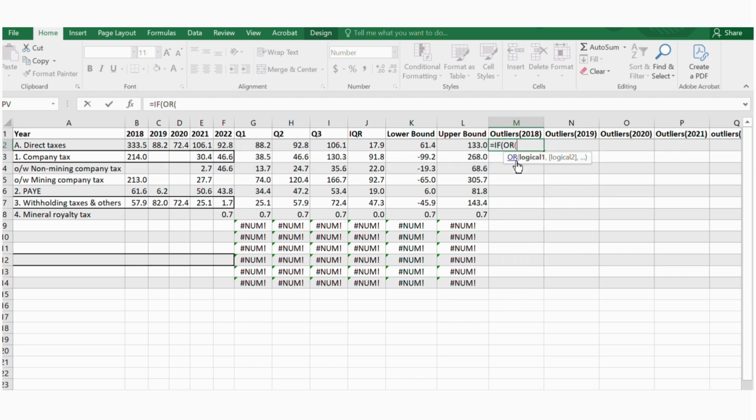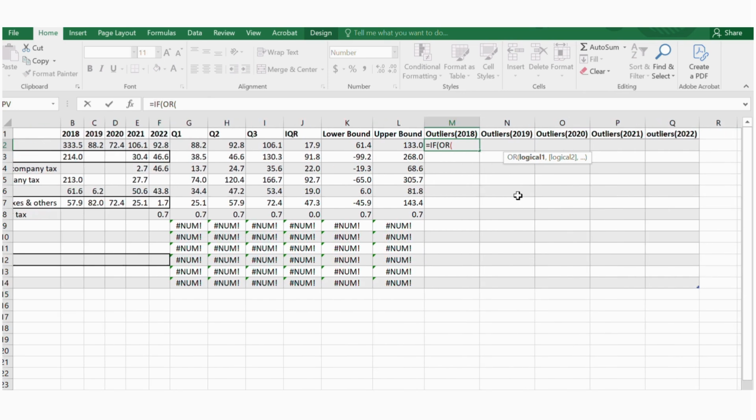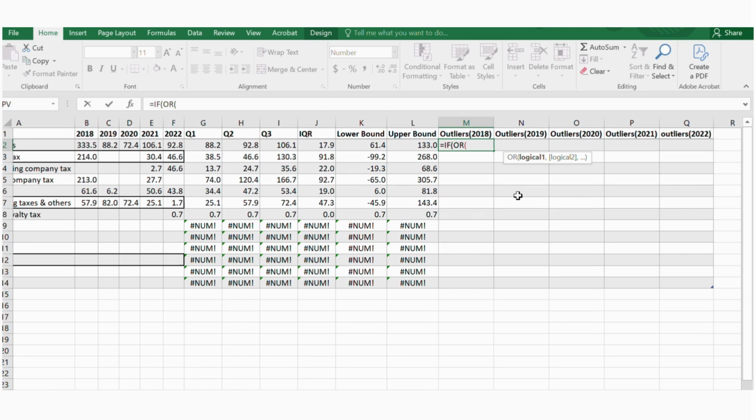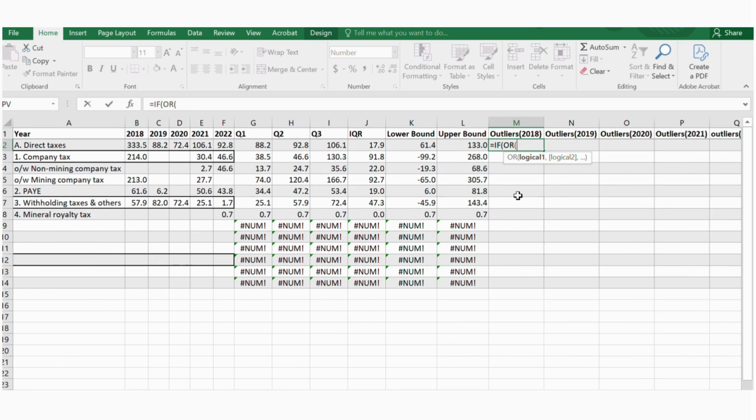So it's going to be equal to... since we're looking at the outliers for each tax in the year that you're looking at. In this case, we're going to start with 2018 just to identify if there's any outlier in 2018 for direct tax. So it's going to be equal to, since the direct tax in 2018 is conforming to cell B2, it's going to be equal to B2.